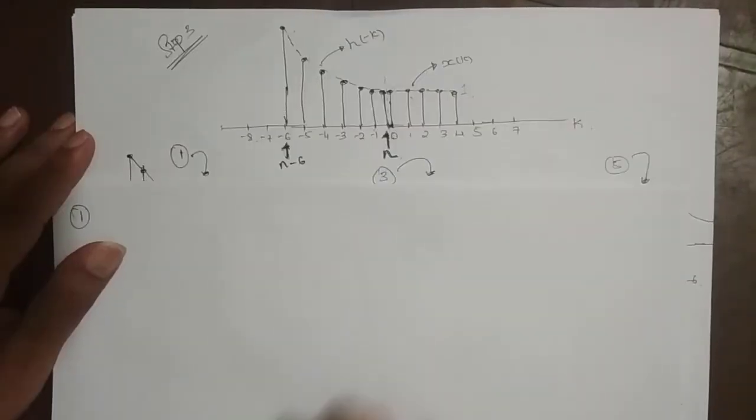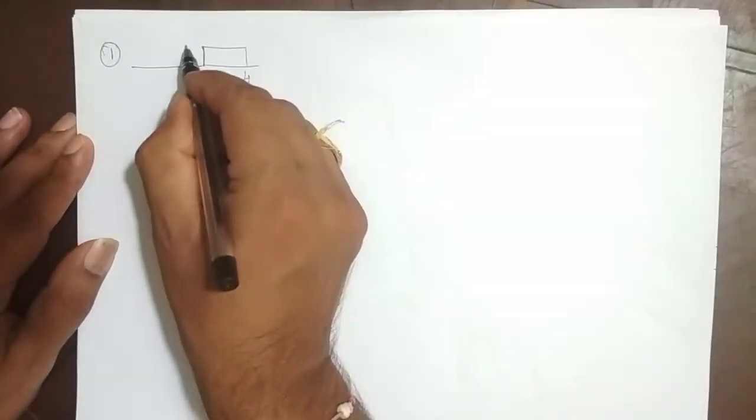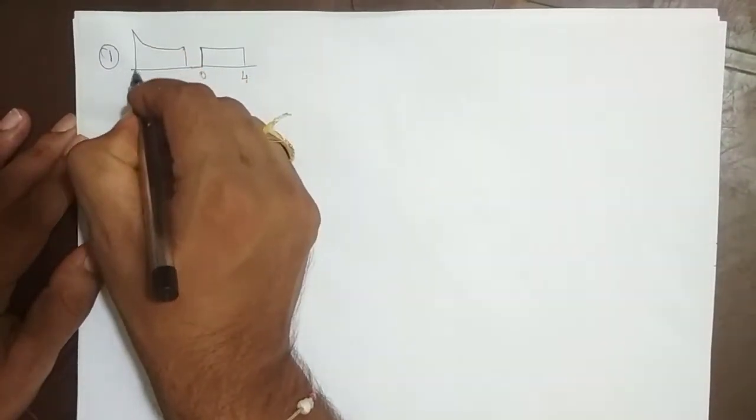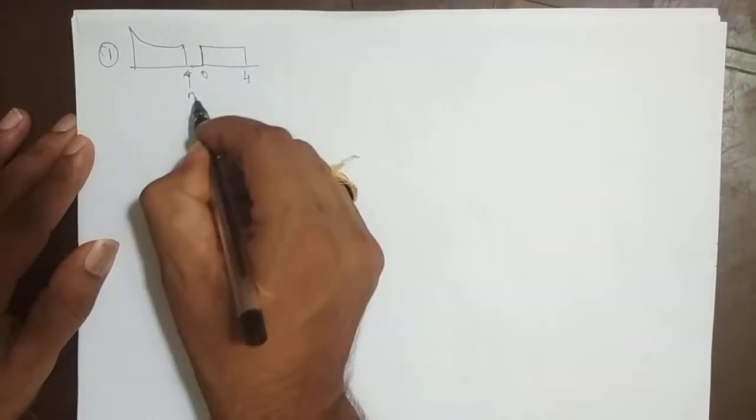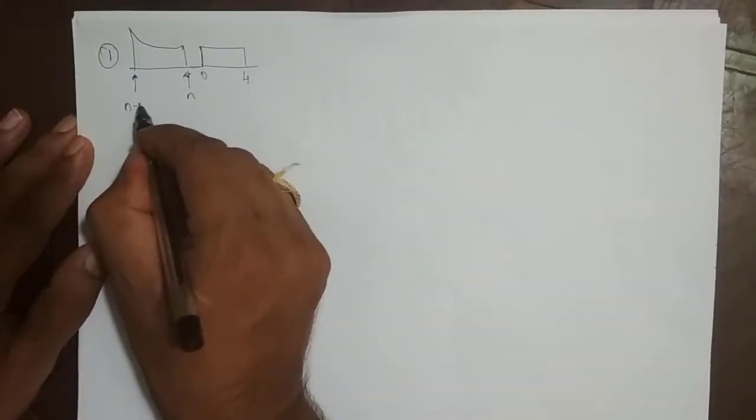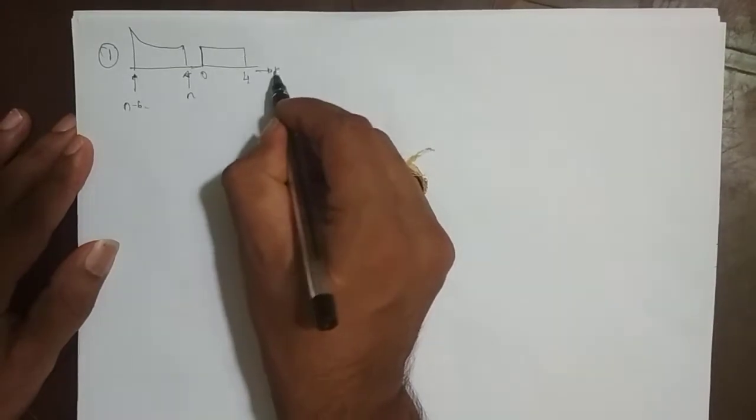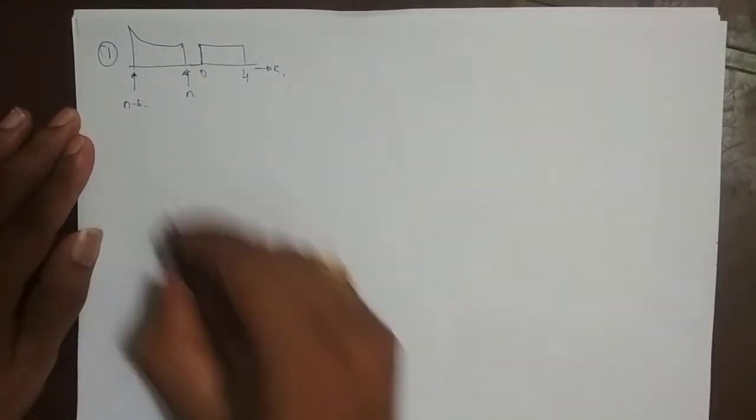So what is the figure of case 1? Case 1 is there is no overlap region, right? So x of k sequence is varying from 0 to 4, and h of minus k sequence is like this. This is actual slider which is n, this is actual slider which is n minus 6. So this is k, right? Since there is no overlap, what is y of n?